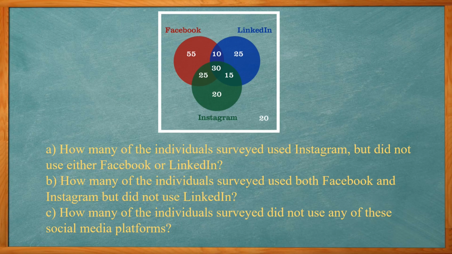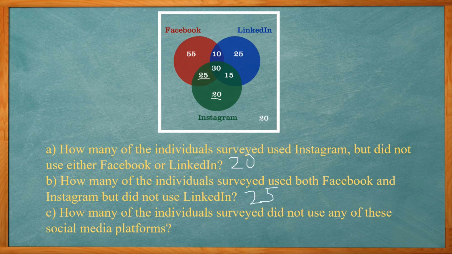How many of the individuals surveyed used Instagram but did not use either Facebook or LinkedIn? So look at Instagram, and they only use Instagram. That's our 20 right there. And how many of the individuals surveyed used both Facebook and Instagram but not LinkedIn? So Facebook and Instagram but not LinkedIn. That's our 25.